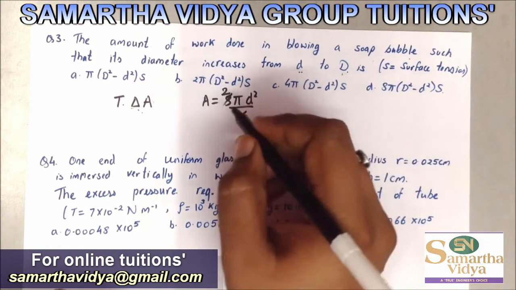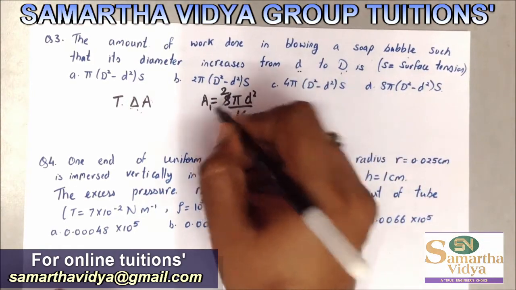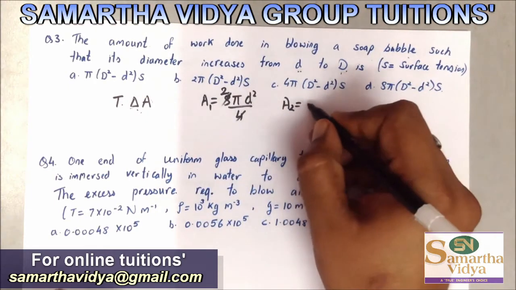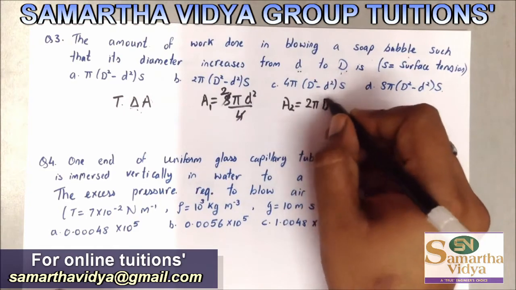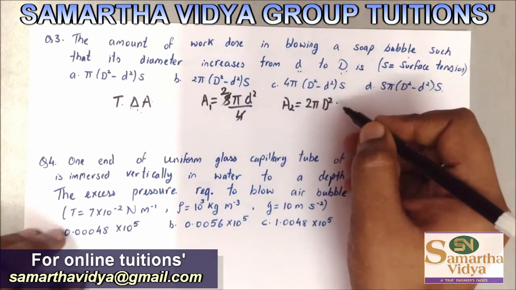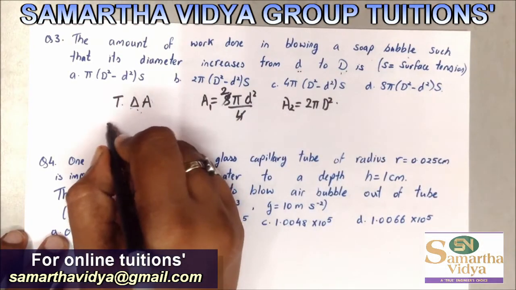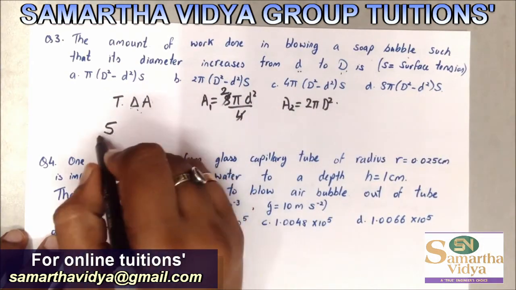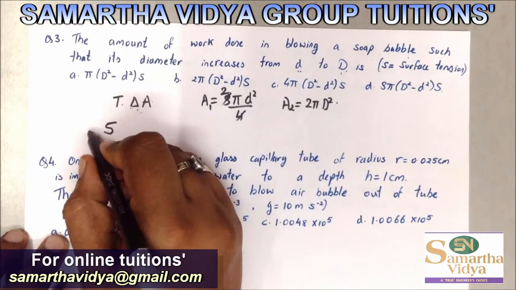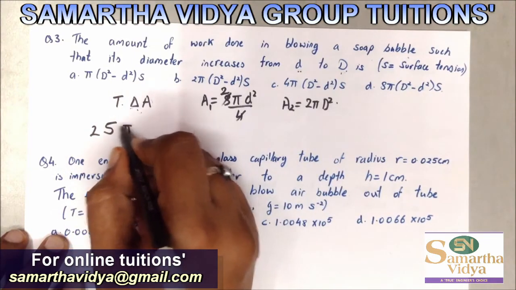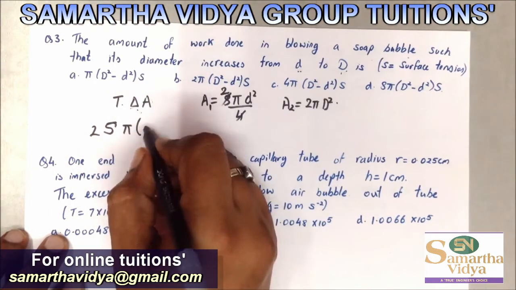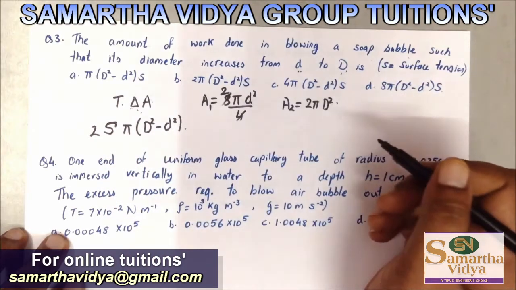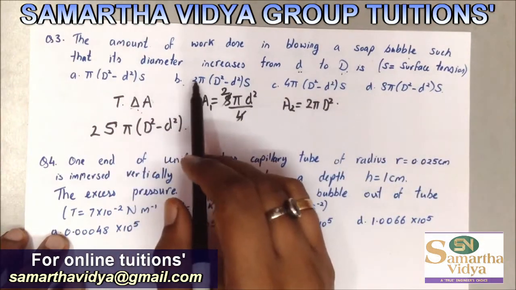In the same logic, this is the area 1, and the area 2 is going to be nothing but 2 pi capital D square. So the difference in the area multiplied by the tension gives the work done. In this case the tension is given as S, so it is S into, we can take the 2 pi common, so it is 2 pi outside, and inside we'll be having capital D square minus small d square. So you can see that's nothing but your option B.